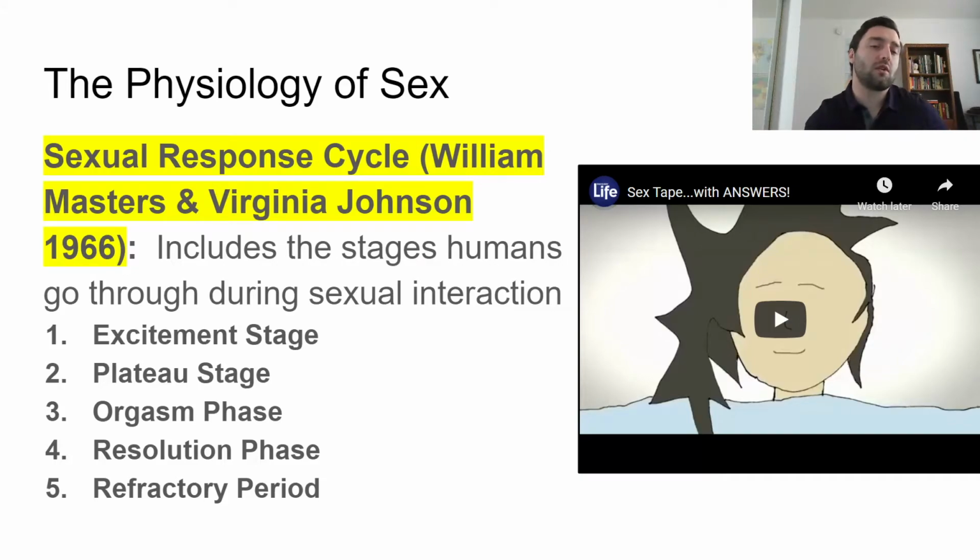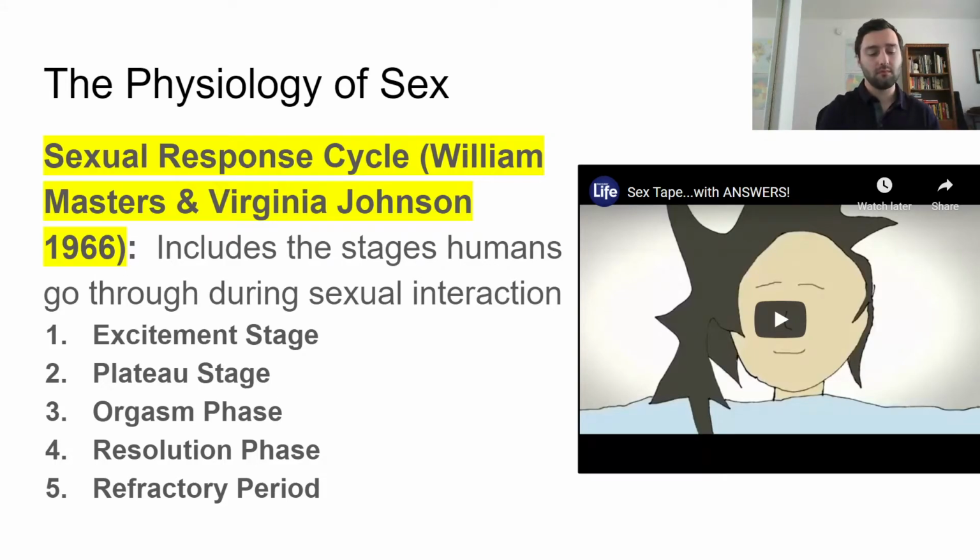Then we get to what is called the sexual response cycle. You guys will watch this video in class to get an example of what all of these different pieces are. The sexual response cycle is the stages of human sexual interaction. So basically, when there is sexual interaction, there will be these 5 stages, or this would be all of the 5 stages that there could be.